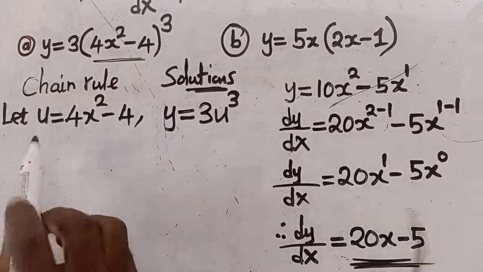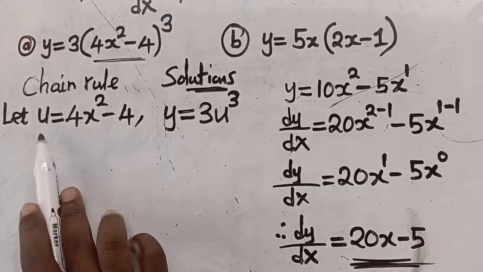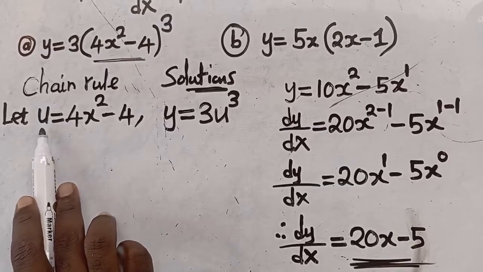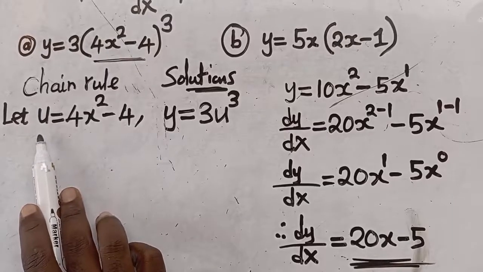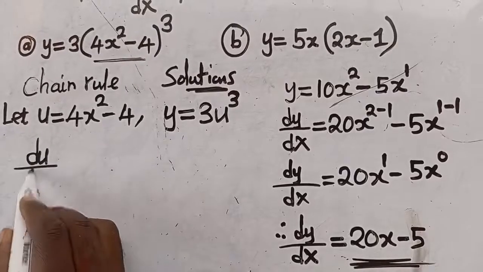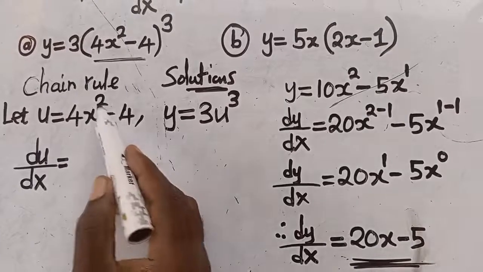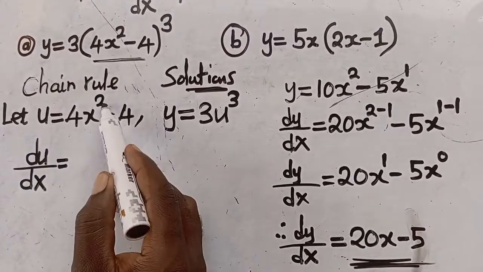So we are differentiating u with respect to x. This is u. U has been made the subject of the formula. So we are differentiating u with respect to x, which is equal to what? We say 4, this is 2.